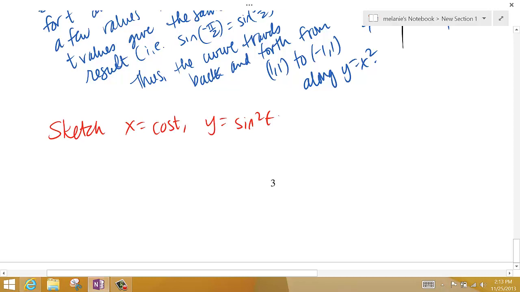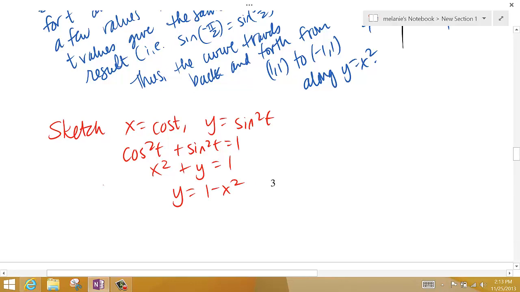X equal cosine t, y equals sine squared t. So now you should have the hang of this. I know that cosine squared t plus sine squared t is 1. So then I have x squared plus y equal 1. So it looks like y equal 1 minus x squared, which we know what that is. We know that's a parabola opening downward, shifted up one like this. But the one I drew goes on forever. Do we have any restrictions on x and y? Sure we do.